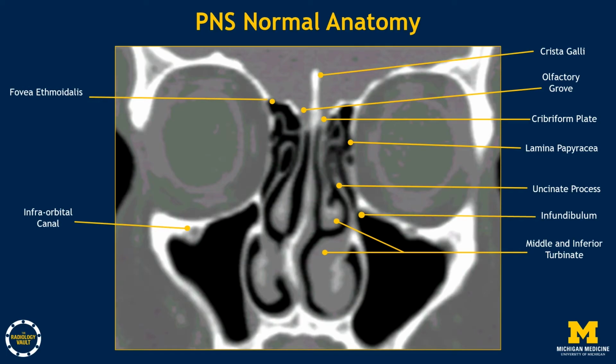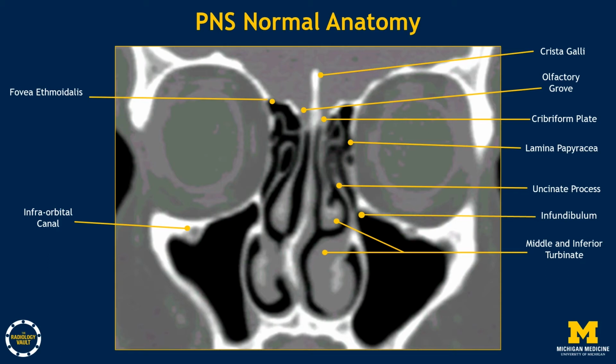The central midline vertical bony projection is the crista galli. The falx cerebri attaches to this structure. On either side of the crista galli are the olfactory grooves, which house the olfactory nerves and bulbs. The cribriform plates separate the olfactory grooves from the nasal cavity and are the passage for the olfactory nerves.